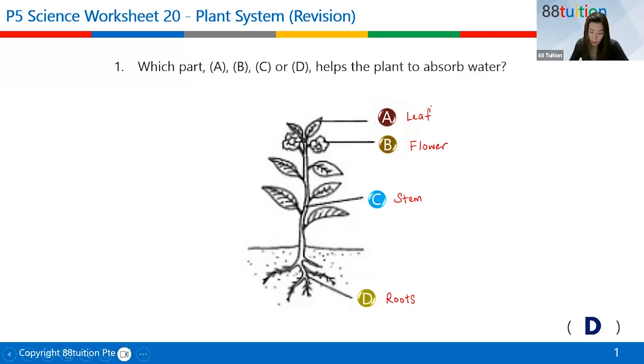Now, A is the fruit. No, actually not. Look at it carefully, Evan. You see, this is actually the leaf, right? What's the function of the leaf? Quickly tell me. Function of the leaf? Yeah, to make food. Very good then. Thank you. How is it possible for the leaf to help to make food?